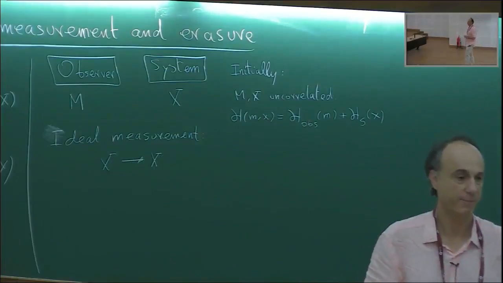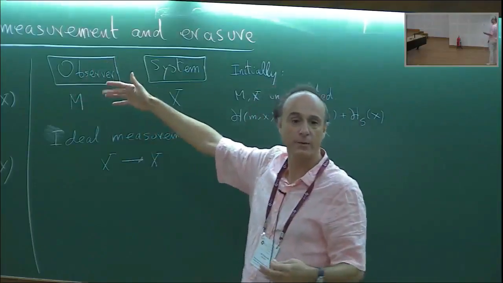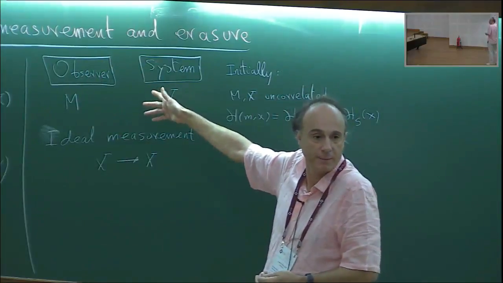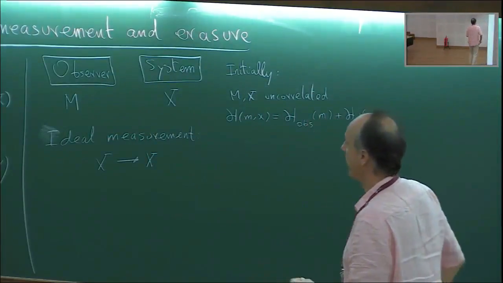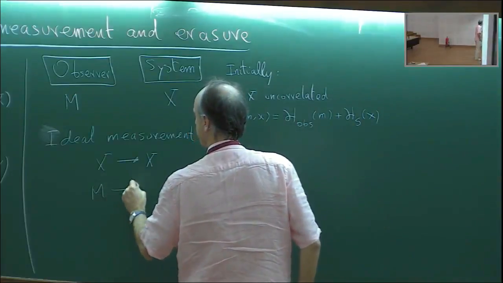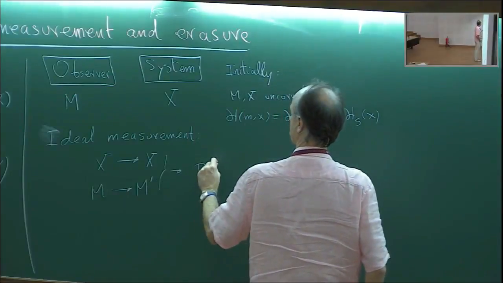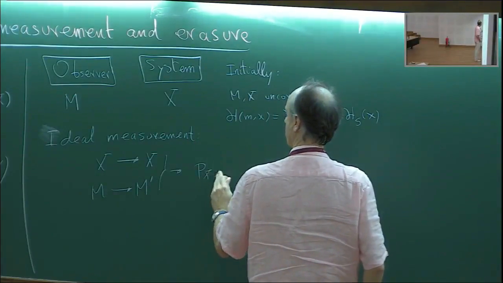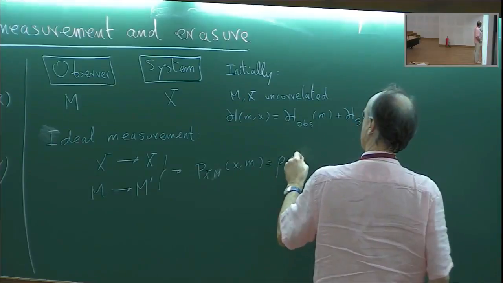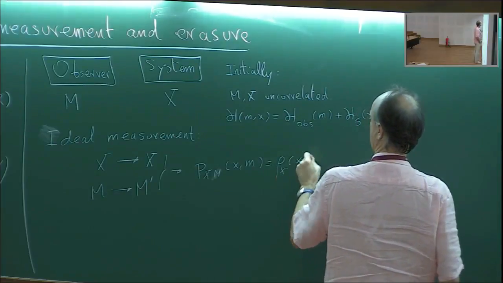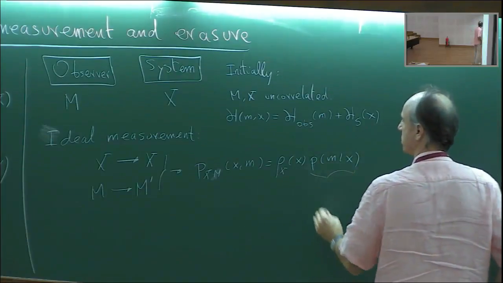So the measurement doesn't affect the system, but M changes because M adopts, in an error-free measurement, the value of X, or a value compatible with X. So M is changing, and these become correlated. So now the probability to have, let's say, x and m would be the probability of x times the conditional probability. And this is what characterizes your measurement device.